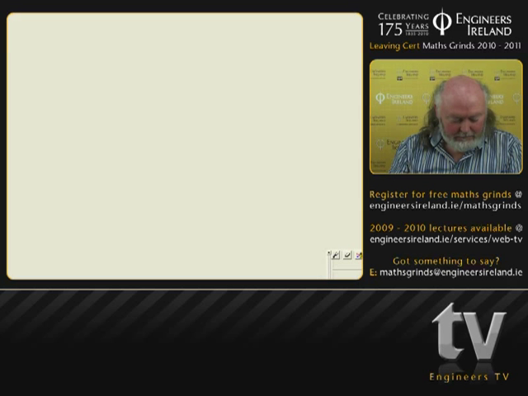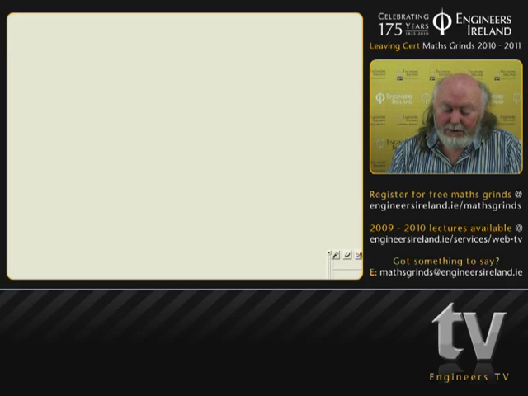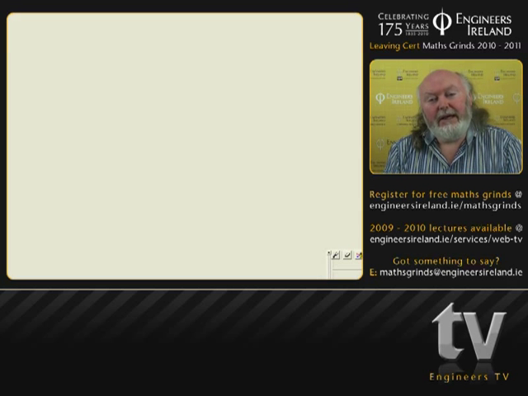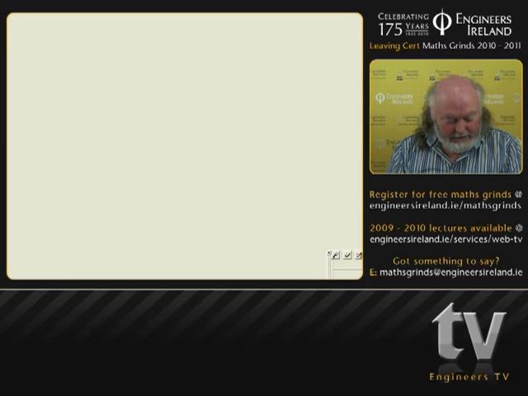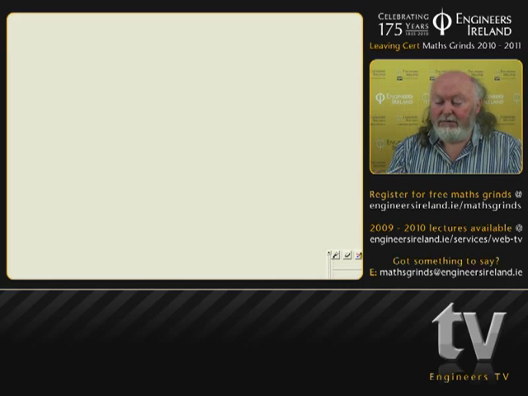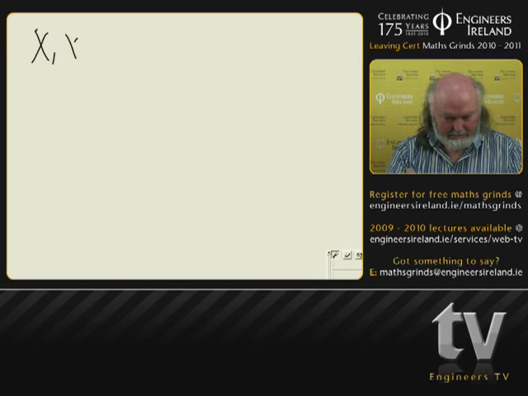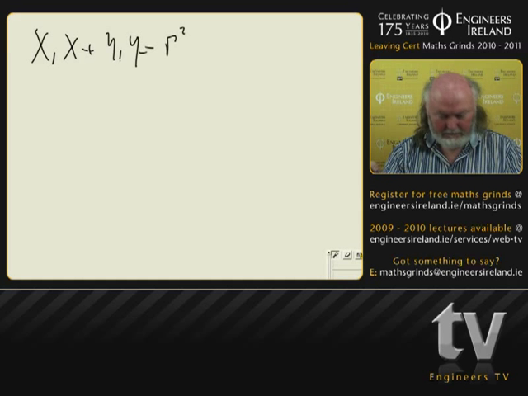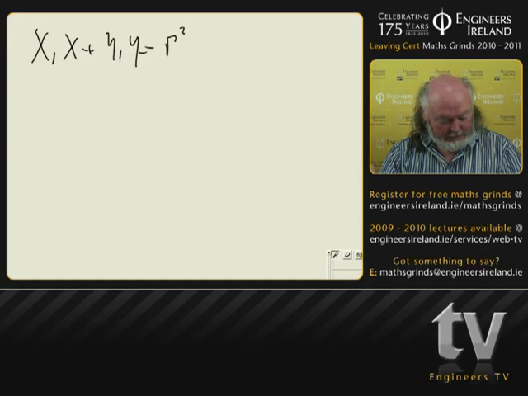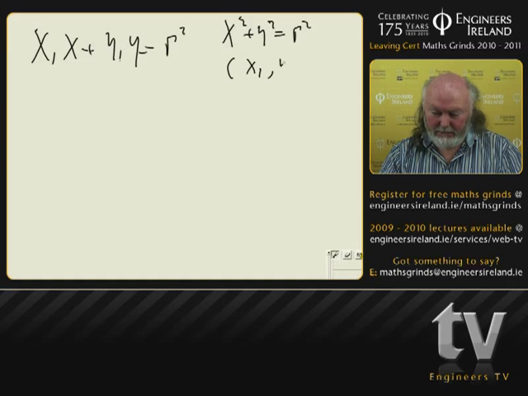Now, most of this stuff is very easy. There is one theory or theorem with a little proof that can be asked in the exam, and it has to do with the tangent formula. Now, the tangent formula, and that is where our circle is, and the point is x1, y1.